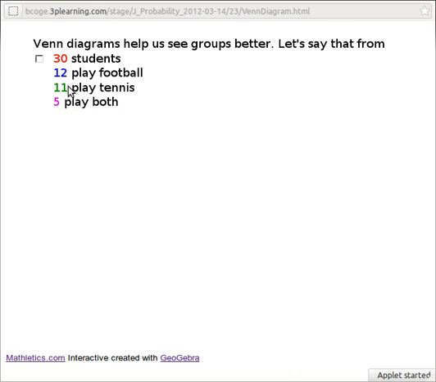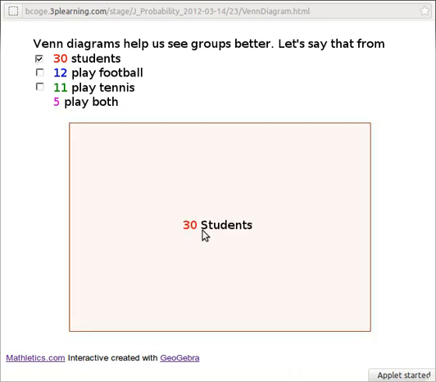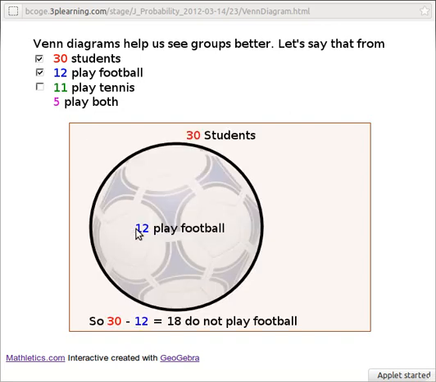So, how do you do a Venn diagram? Well, you start off with a box. You draw a box and you put 30 students in it. And then you look at your next bit of information, you say, righto, we've got 12 students play football. So you draw a circle and you put 12 people inside that circle. So that means that you've got 18 out here, 30 minus the 12, that don't play football.